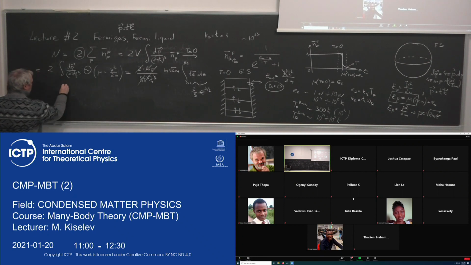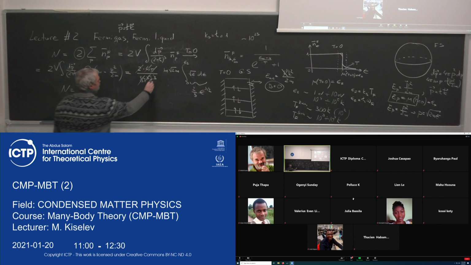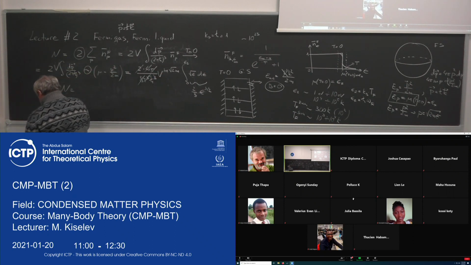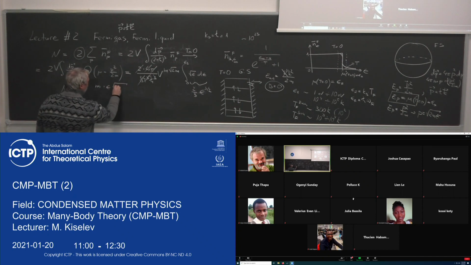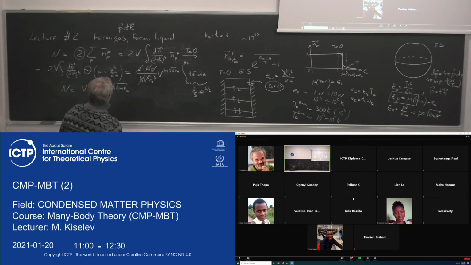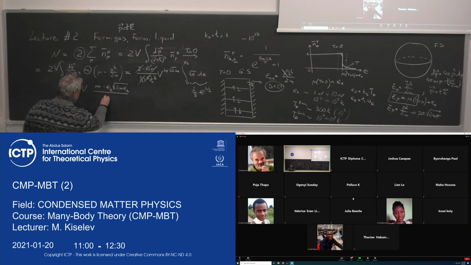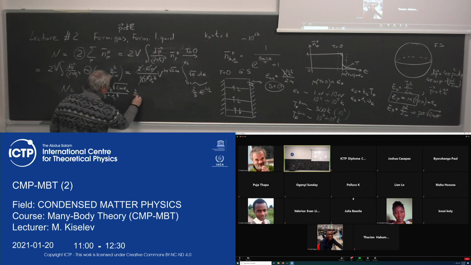Therefore, I have my integral for N is equal to volume times mass times square root of 2m times the Fermi energy to the power 3/2, and I have pi squared h bar cubed, and I have 2/3.